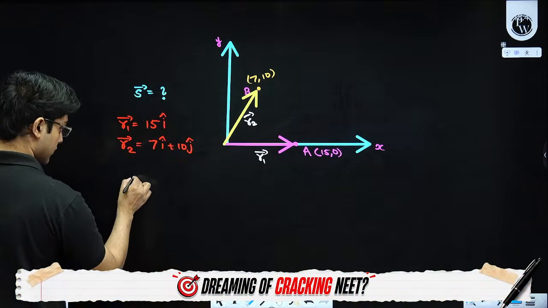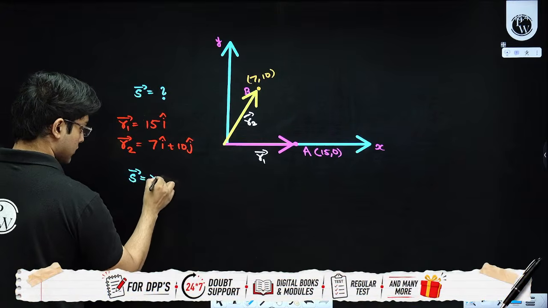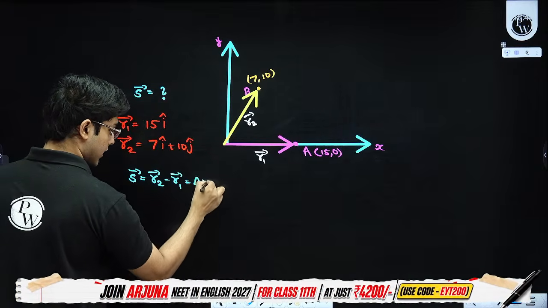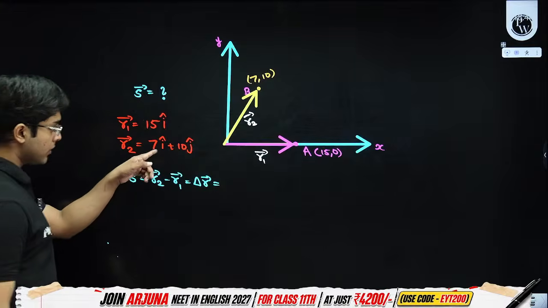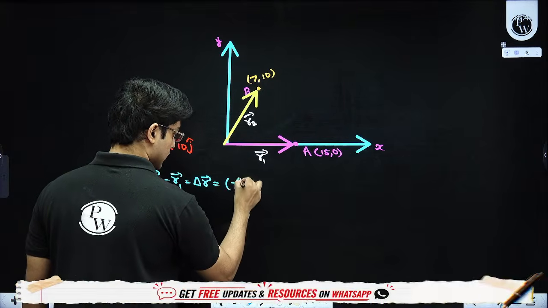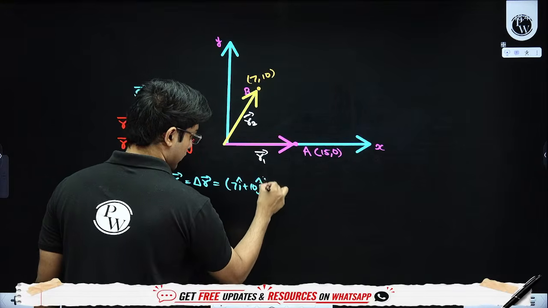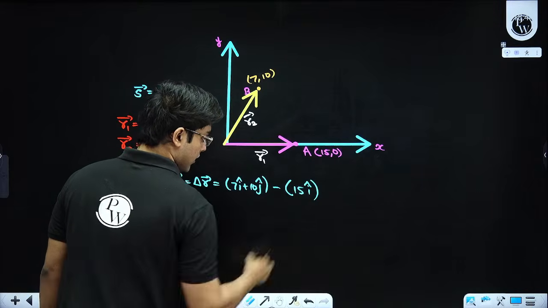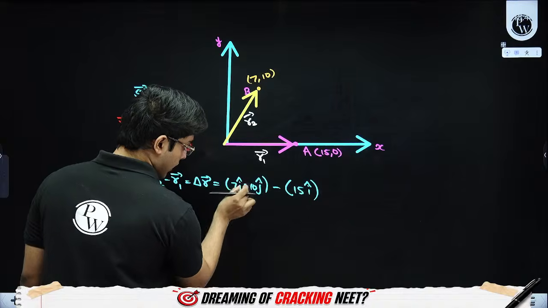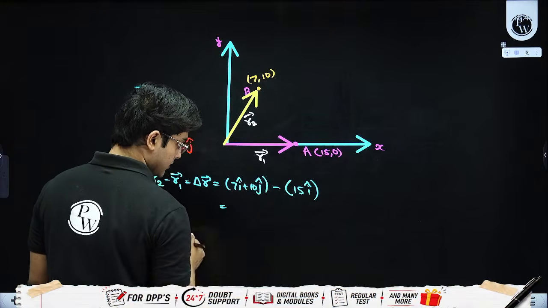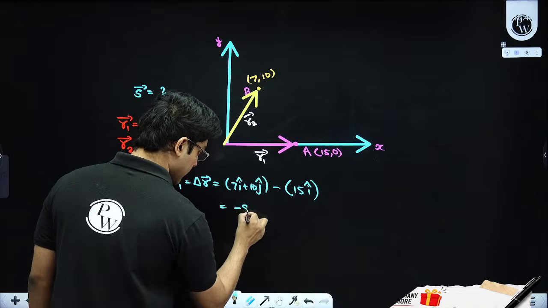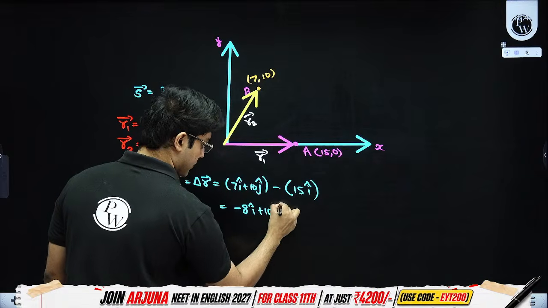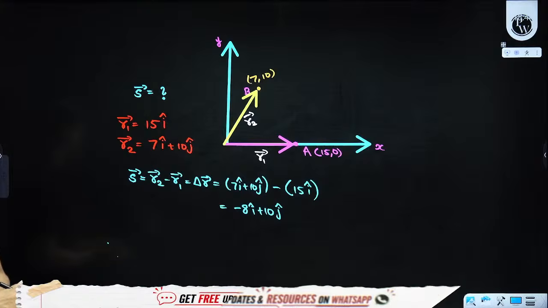Okay. What is displacement vector? Displacement vector is final position vector minus initial position vector, which I can also write as delta R vector. So just write everything one by one. It will be 7 I cap plus 10 j cap, and from this just subtract the initial position vector, which is 15 I cap. Then you will get the displacement. So subtract the I cap. 7 minus 15 is minus 8, right? So minus 8 I cap and plus 10 j cap. Minus 8 I cap plus 10 j cap.